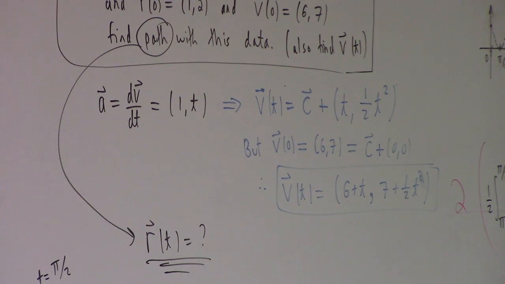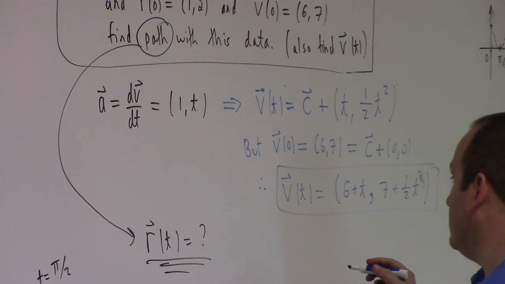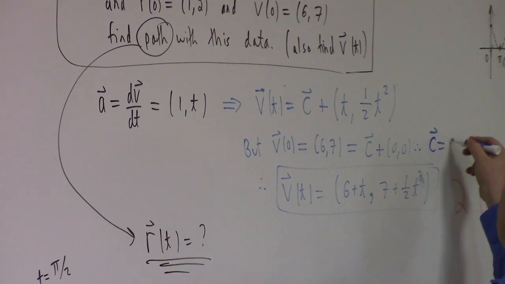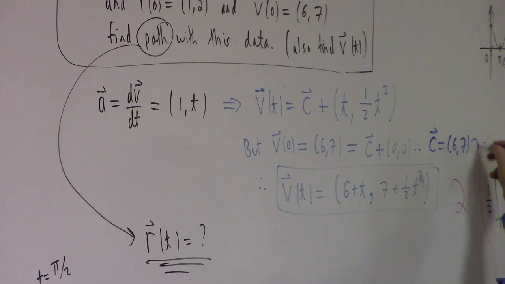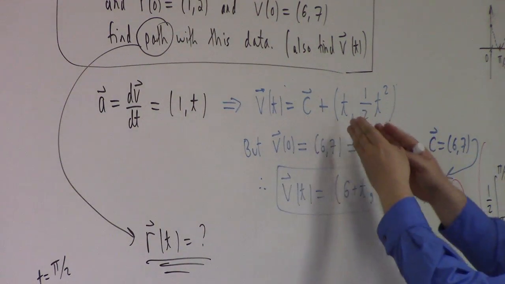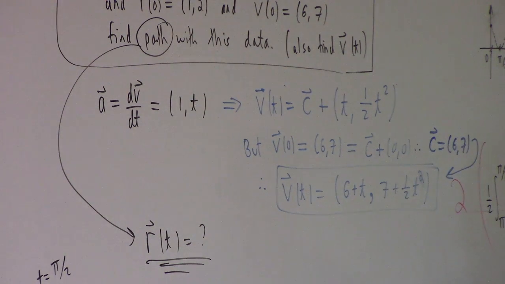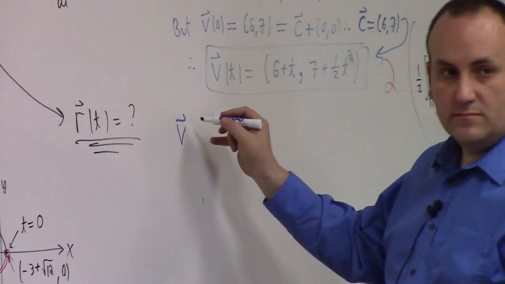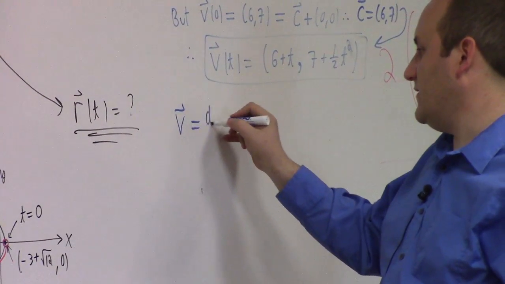Okay, then how do you find the path then? Well, v, yes, sir. Yeah, so this c is equal to 6 comma 7, and that means this follows. Just because I add 6, 7 to this, which is like adding 6 to the first component, adding 7 to the second component. Once I have that, right? Is that clear? Okay, so v is equal to dr/dt, right?